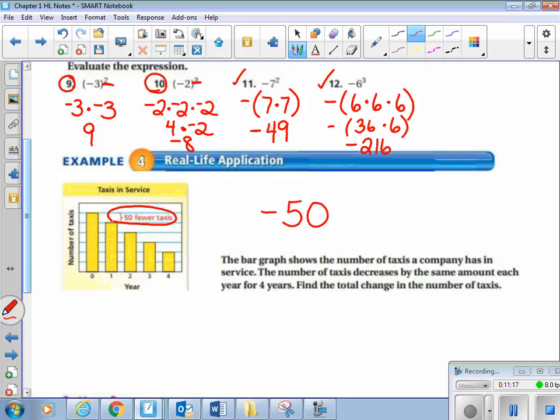And it's asking me to find that change over a 4-year period. So it's going down 50 for 4 years. Negative 50 times 4. How many taxis are being decreased after 4 years? My signs are different, therefore my answer will be negative 200. So the taxis are going down by 200 after 4 years.